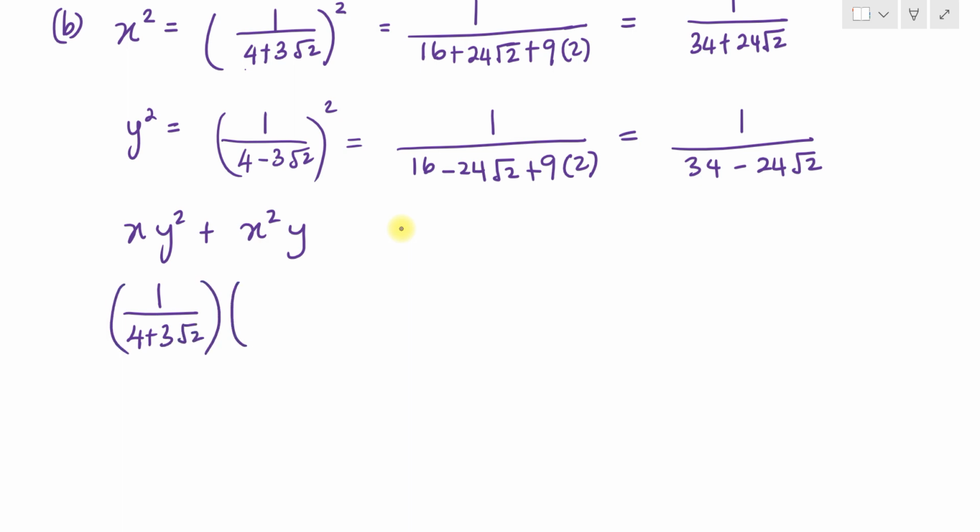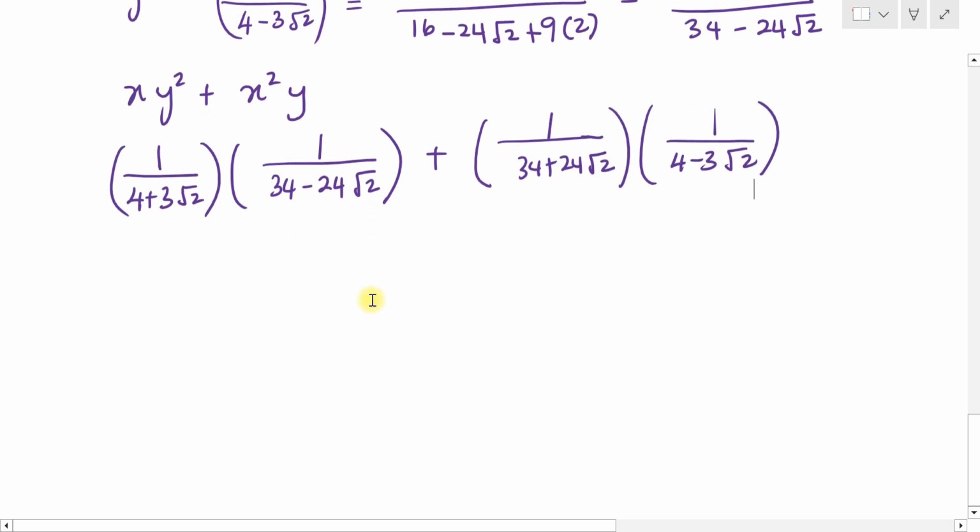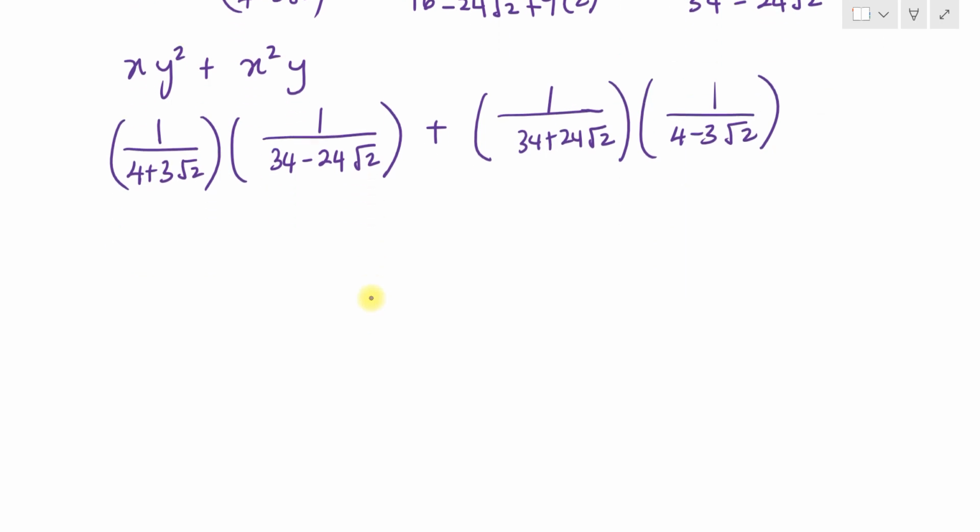And what is y square? Y square, look here. 1 over 34 minus 24 surd 2, plus x square, 1 over 34 plus 24 surd 2, times by y, 1 over 4 minus 3 surd 2. Okay, now time to solve this.